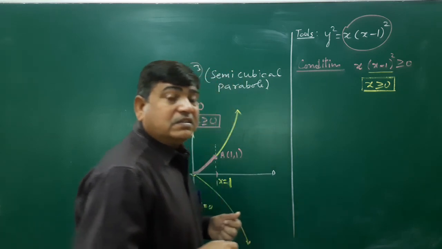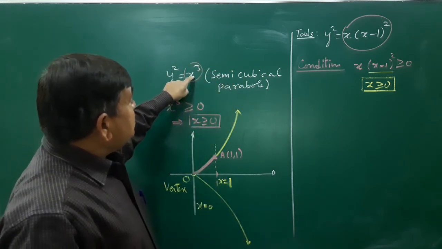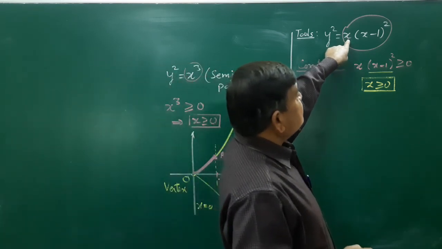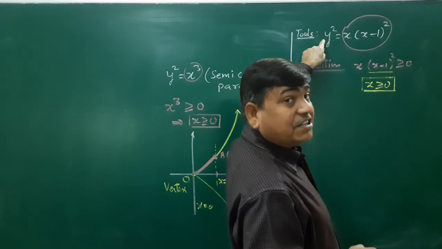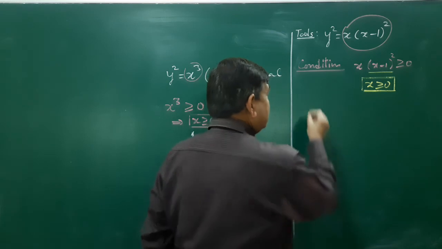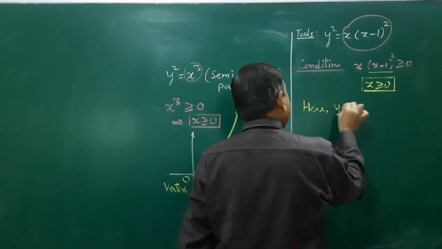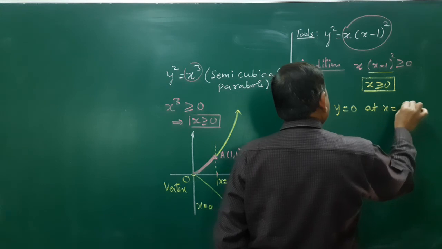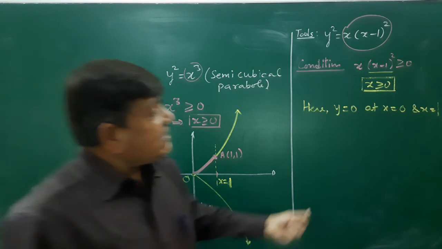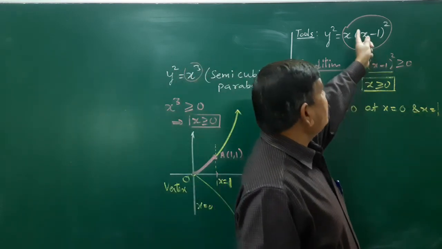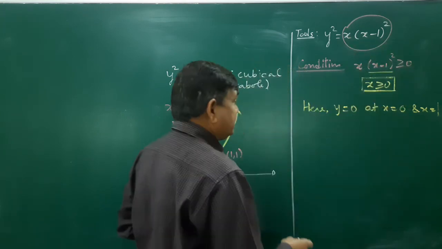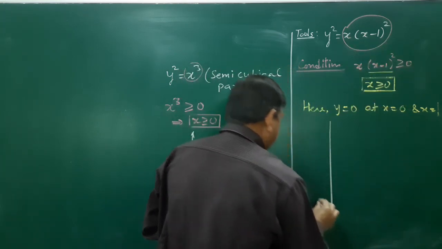Second one, here x is 0, then this part is 0. But here you remember, x is 0, then y is 0. x is 1, then y is again 0. That means y equals 0 at x equals 0 and x equals 1. When x is greater than 1, since it is always positive, this part is strictly increasing. So the graph is just like this.